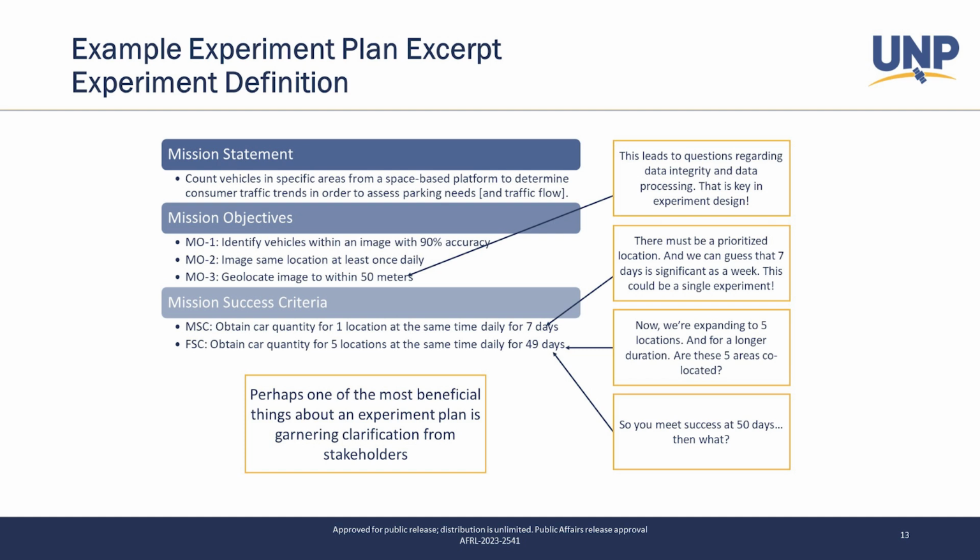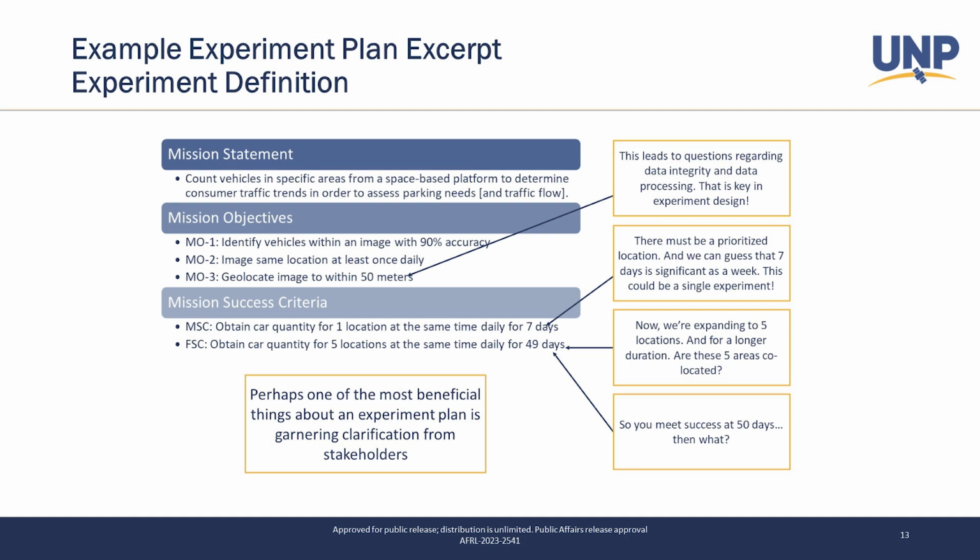The third thing I noticed here is we're expanding to 5 locations and for a longer duration. But there's a question of, are these 5 locations fairly co-located? Are they separated by a lot? And so when you start to think about your mission design as an experiment, you start to say, okay, is that something that I can do in a single pass, or do I need 5 passes in a day every day? And the answer to that is going to be very stakeholder dependent, but it's something that you start to, again, suss out in this process.